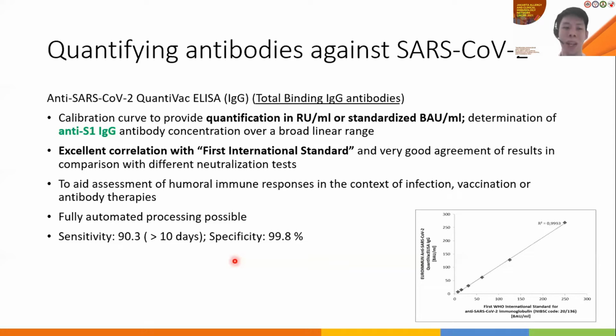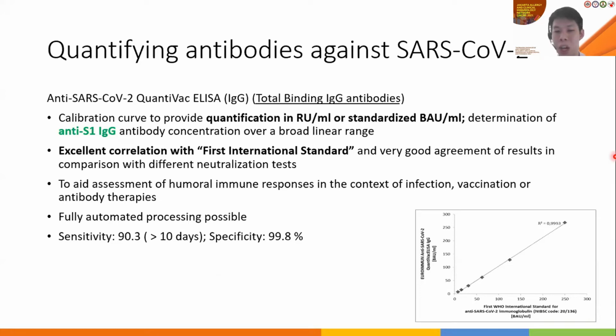Our product has shown excellent correlation with the WHO's first international standard, and it has good agreement in comparison with other neutralization assays. This product can aid the assessment of humoral immune response in the context of infection, vaccination, or even in cases where people are looking at convalescent plasma treatment, or what we know as antibody therapy. Our product is fully automatable, and it has high sensitivity and specificity towards the SARS-CoV-2 virus.